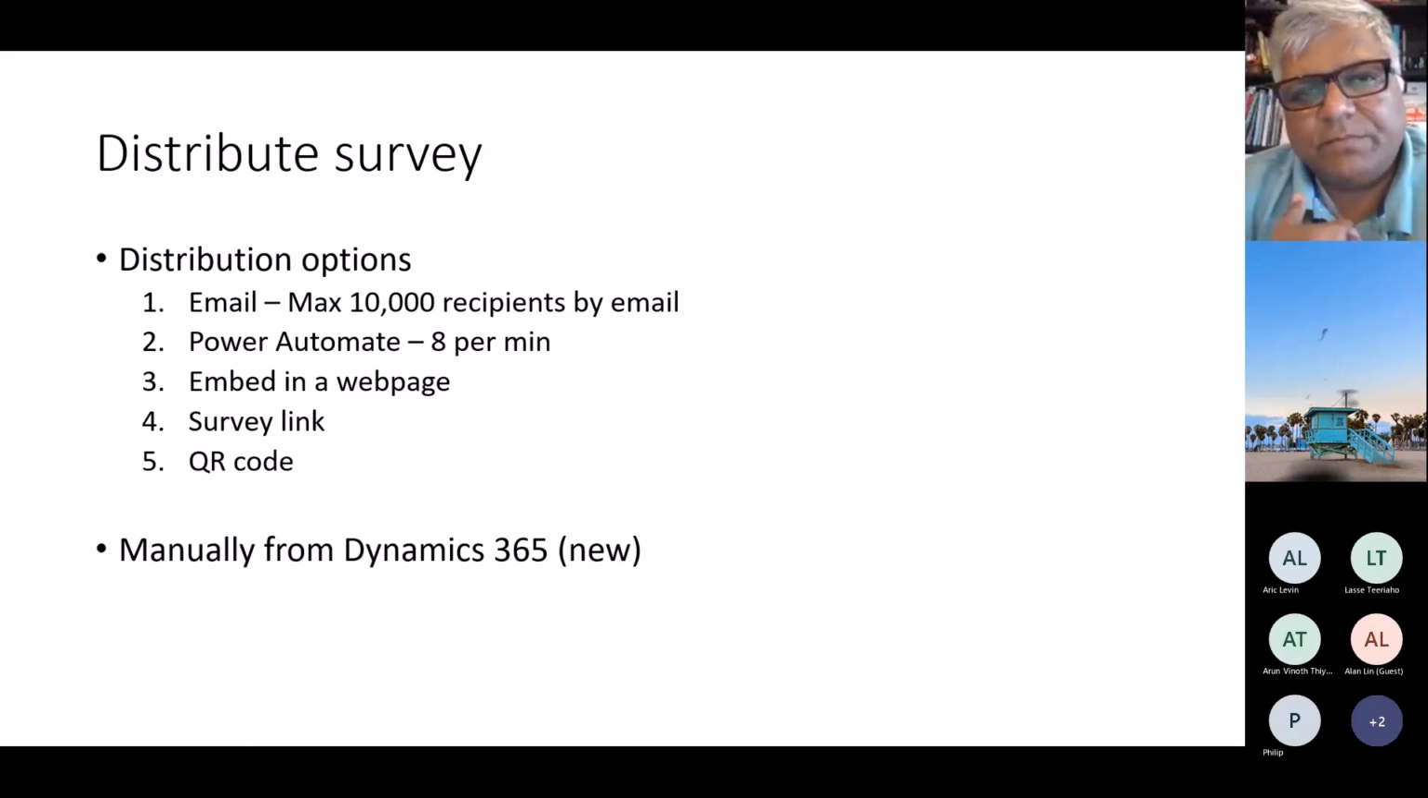You can embed it in a web page. So if it's in a portal or any web page, anywhere you want to embed the survey, you can embed the survey. You can also have a survey link that can go as a text message or any of that. You can send using Power Automate. You can send a link as a text message. So users will get the text message and they can reply back by clicking on the link.